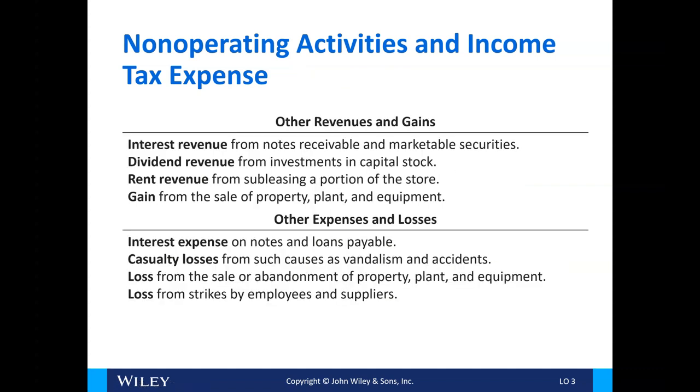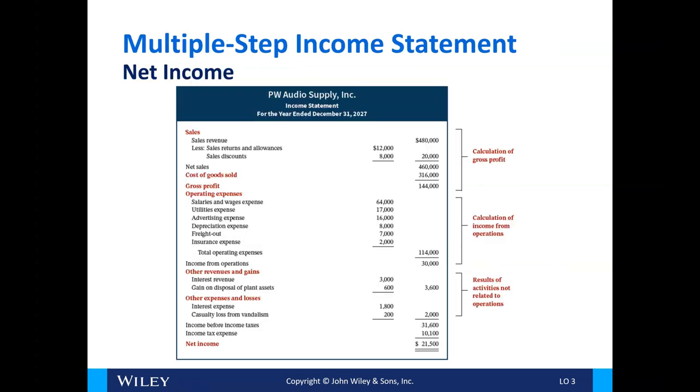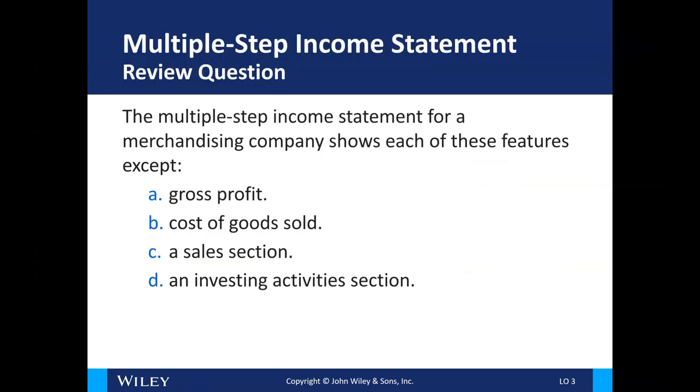So here are some other revenues and gains: interest revenue, dividend revenue, rent revenue, gain from the sale of property, plant, equipment. Other expenses would be interest expense, casualty losses, vandalism and accidents, loss from the sale or abandonment of property, loss from strikes by employees and suppliers. Multi-step income statement shows each of these except D.